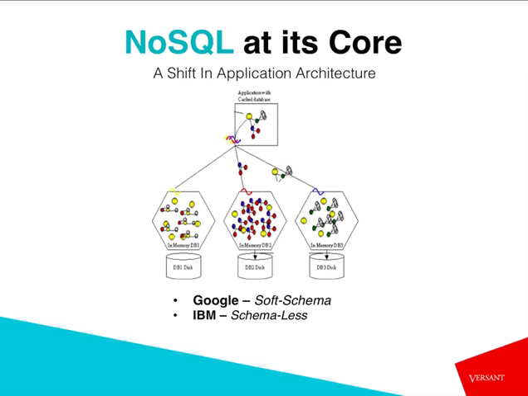Google refers to it as soft schema. IBM and others often refer to it as schemaless. We don't think it's schemaless because at the end of the day, any of these database technologies in this space are putting some kind of structure to the data. Data is not really useful until it attains some structure, and structure is schema.